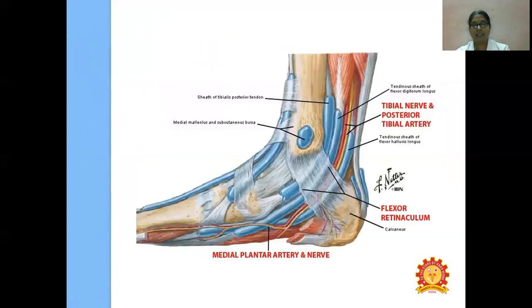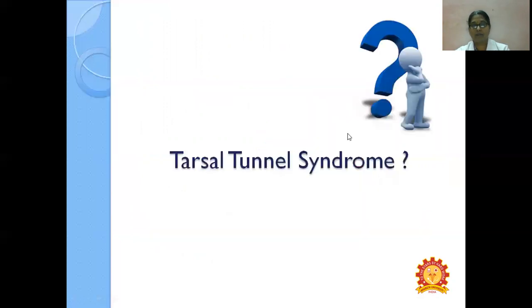This is a picture showing all these structures. You see, all the tendons are surrounded by a synovial sheath. So these are the tendons and the muscle. You can see the tibial nerve and the posterior tibial artery.